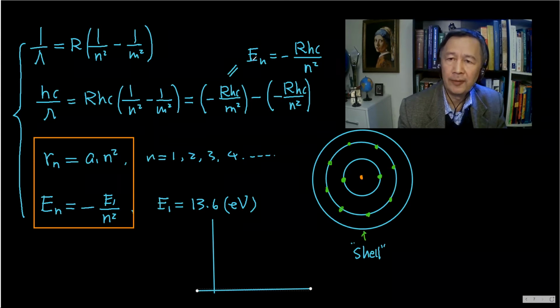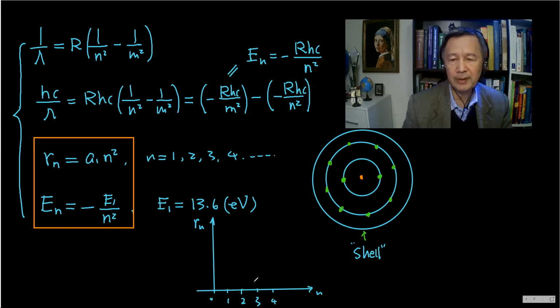radius of each stationary circular orbit, that is Rn. So this is Rn. This is n. So how many orbitals can we write here? We got 1 and 2 and 3 and 4. Oh, we better stop here.